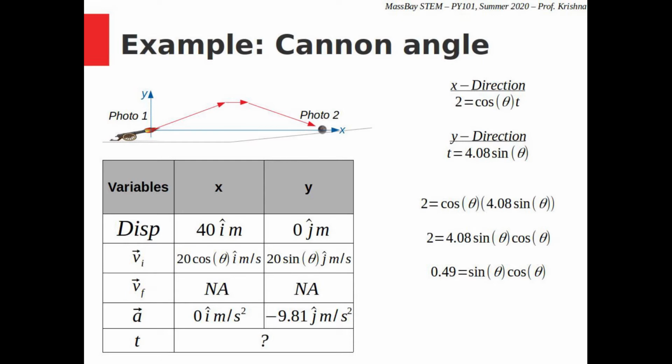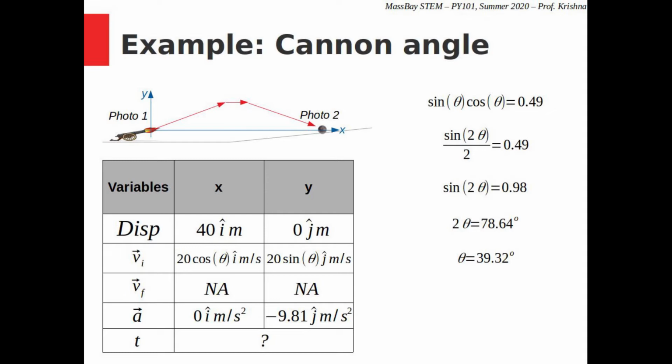Now, this would be annoying to solve, but there is something to help us, a trigonometric identity. It just so happens that sine theta cos theta can also be written like this, sine of 2 theta divided by 2. So let's apply this trigonometric identity. A little bit of algebra, and we get theta equals 39.32 degrees. So this was the launch angle. Now, if the cannonball had not landed at the same height that it started from, this puzzle would still have been possible to solve, but more difficult.